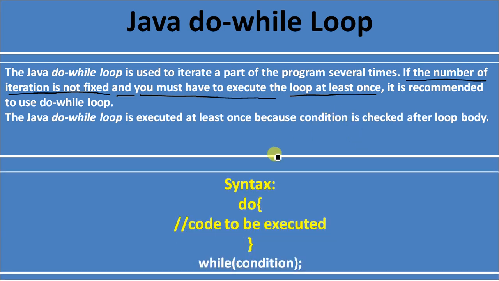The syntax is do, which is a keyword, then a set of statements, then while, which is a keyword, and the condition. So in the do while loop case, the statement is executed first, then the condition is checked. If the condition is true, then the statement is executed again. Otherwise, control comes out from the do while loop.